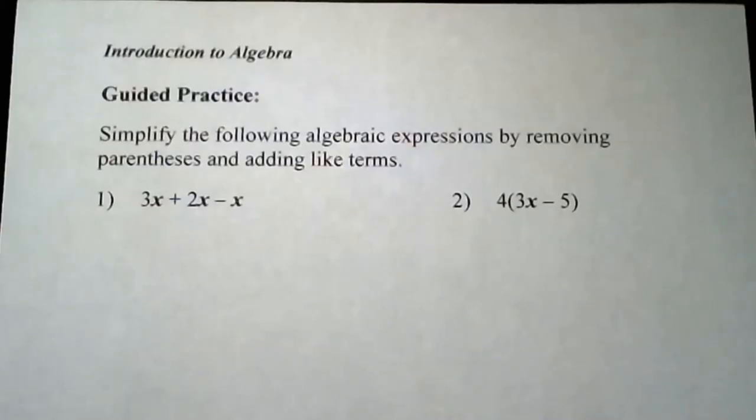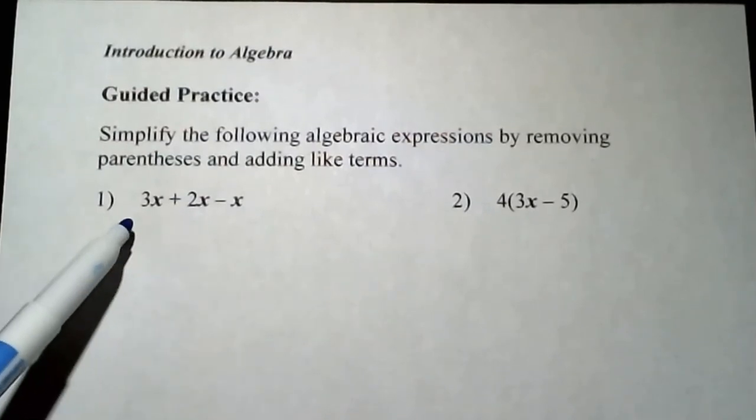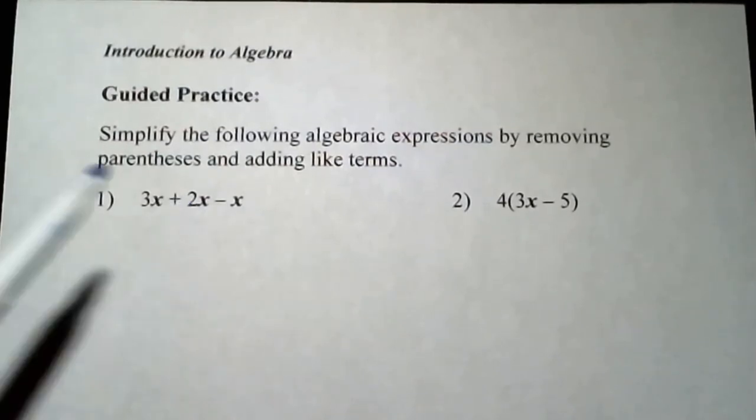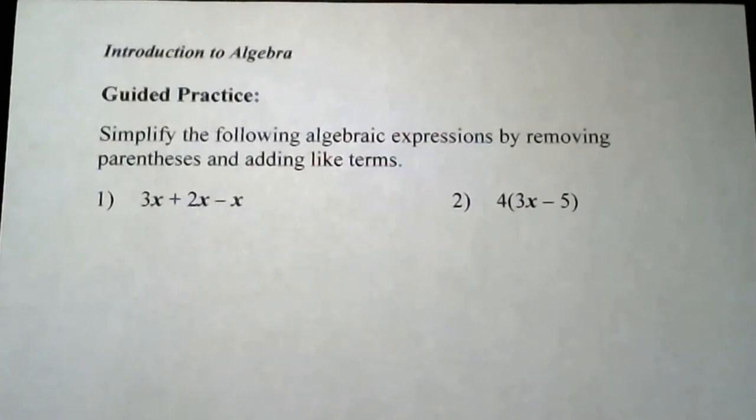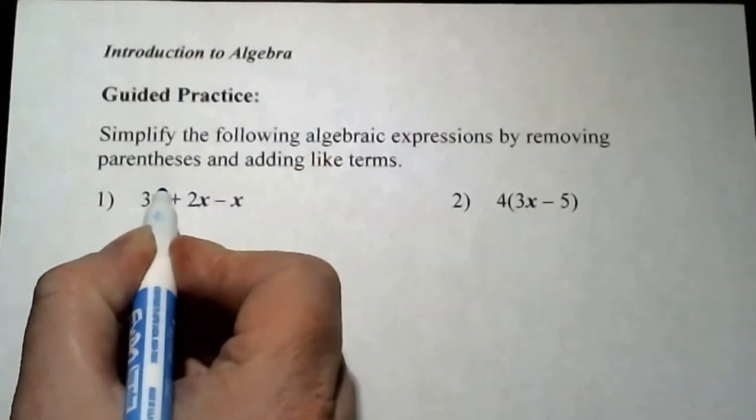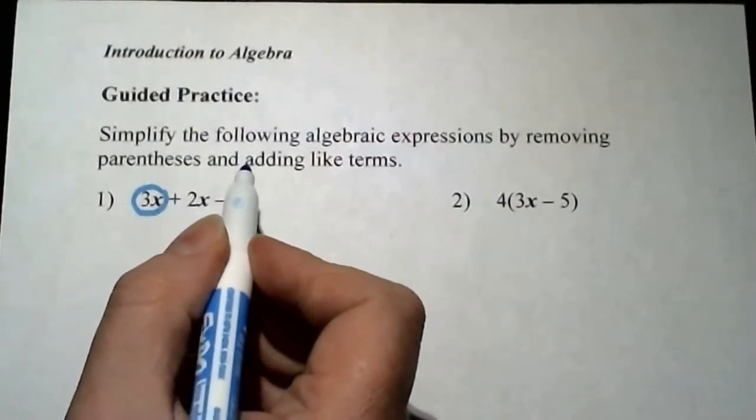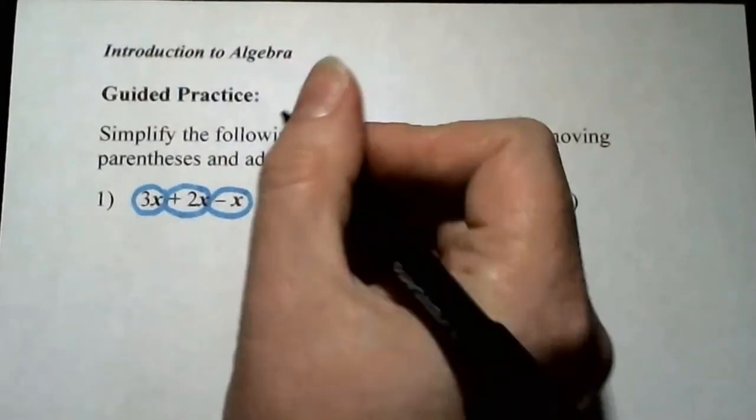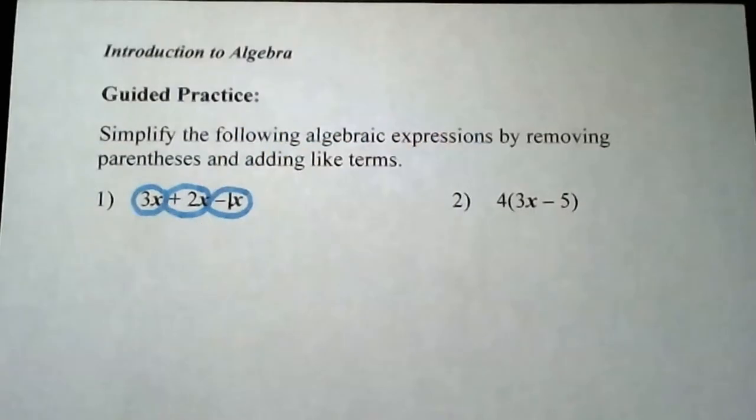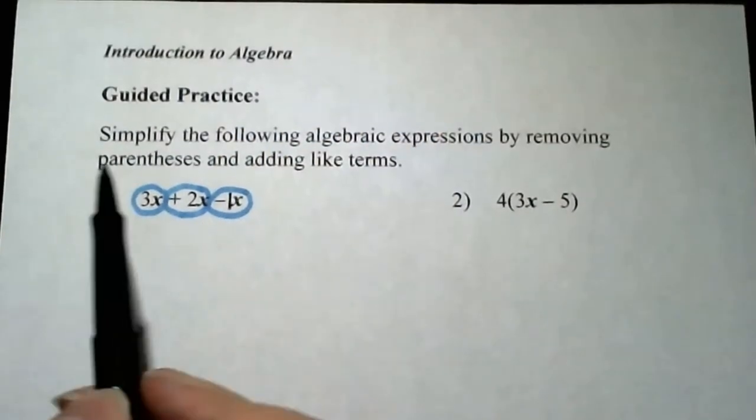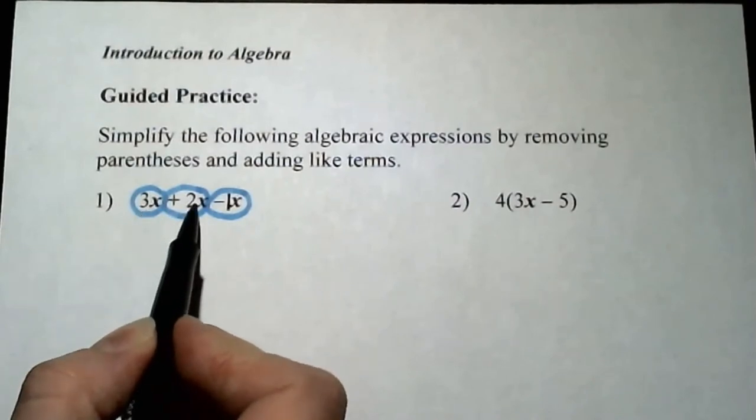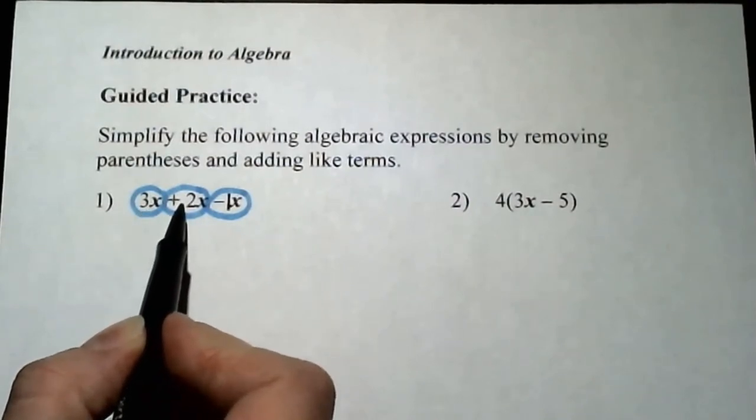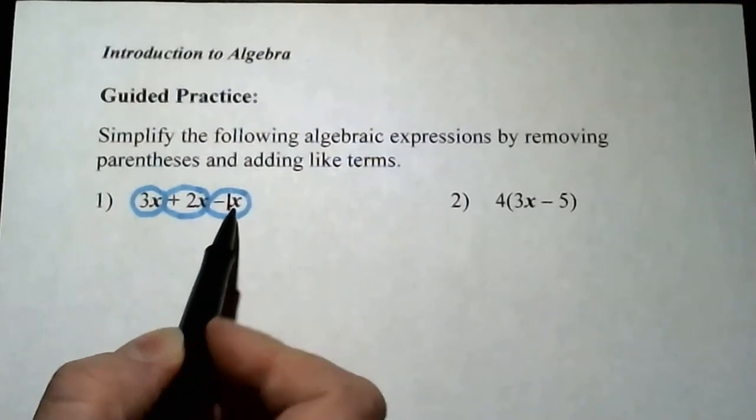Okay, to move on to the guided practice problems, number 1, they want you to simplify this by either combining like terms or using the distributive property. Since these are all like terms, they all have an x. 3x plus a 2x minus an x can be thought of as a 1x. I can just go left to right with these. So 2 plus 3 is 5, and then 5 minus 1 is 4.